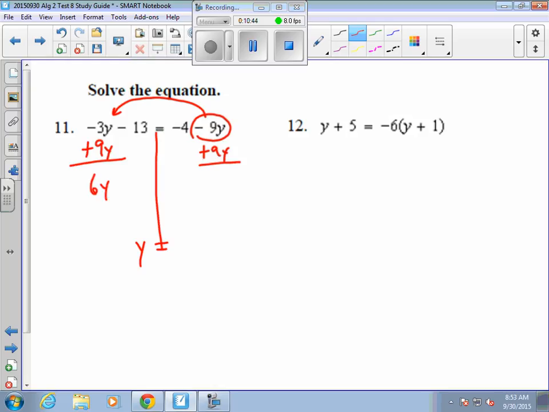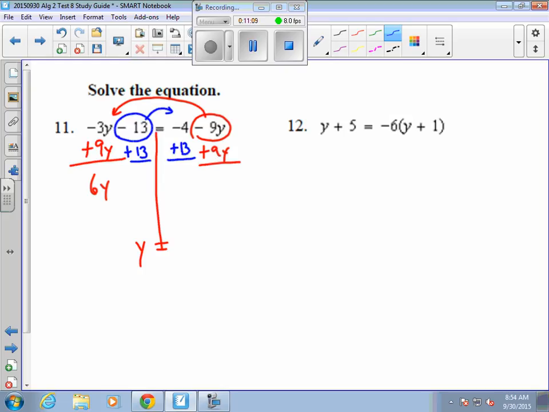And since 9 is the higher absolute value there, leave it as positive 6y. Since you brought your y's to the left side, since that was the smaller version brought over to the larger version, bring your constant term, negative 13, to the opposite side, or the right side in this case. It says minus 13. Undo that by adding 13. If you add it to the left, add it to the right.